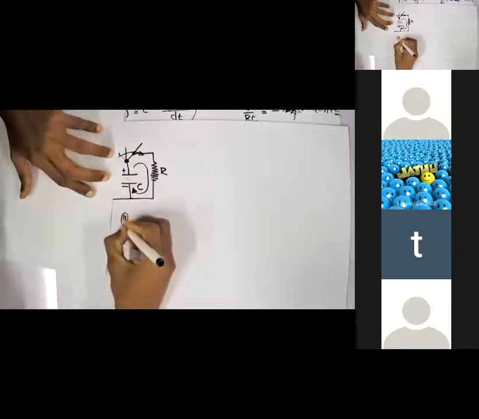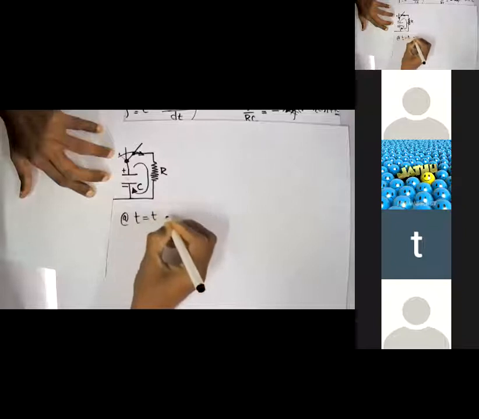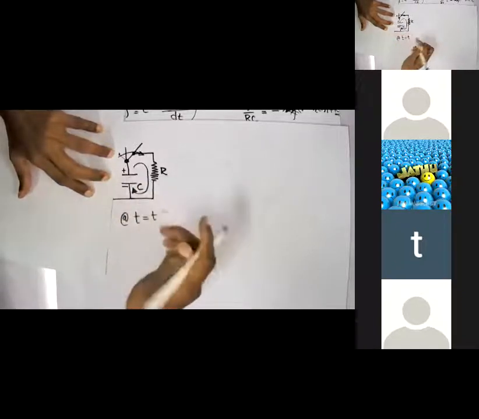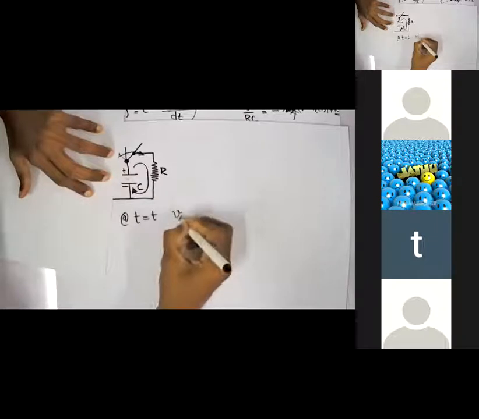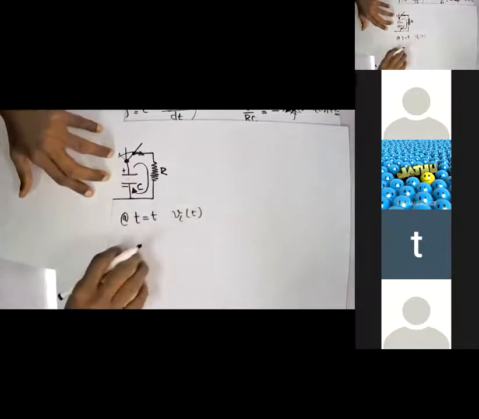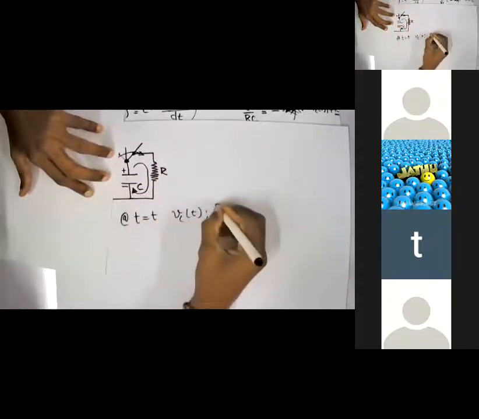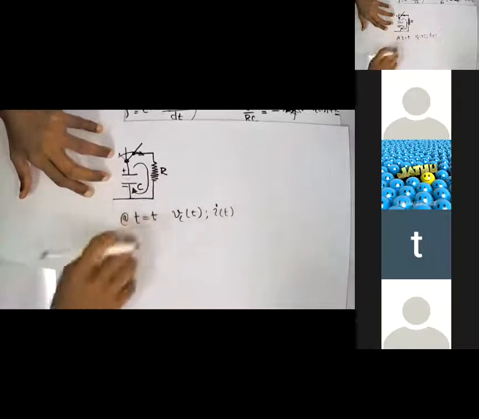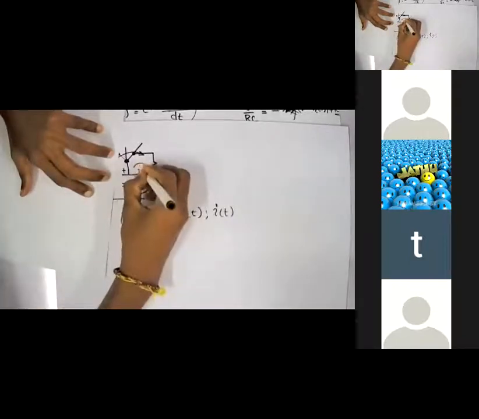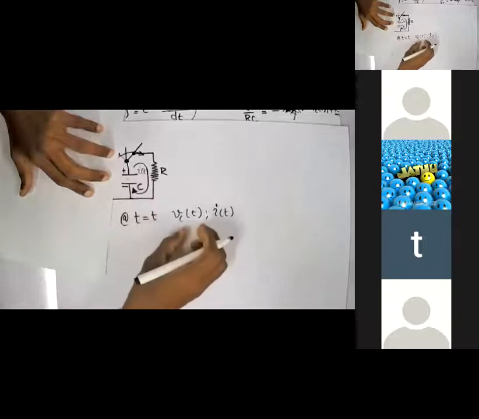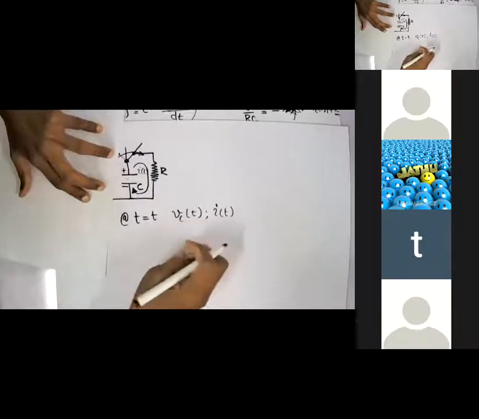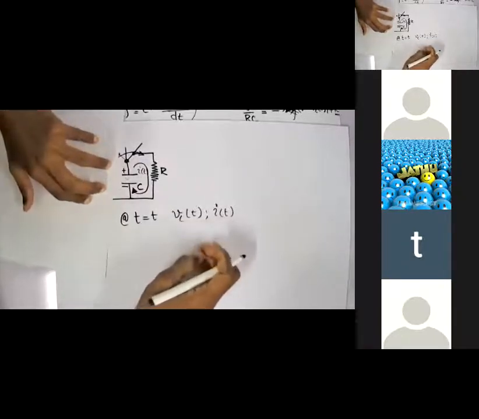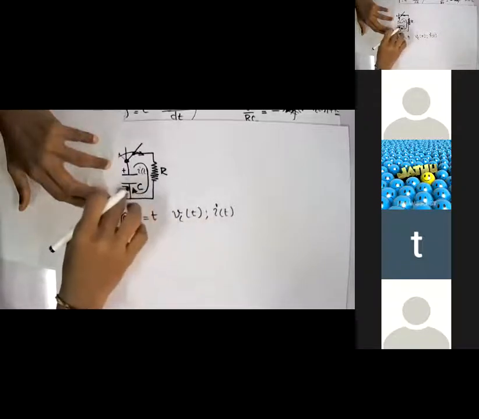At time t, the voltage across the capacitor will be Vc of t, and the current through the circuit will be I of t. The capacitor voltage will be Vc of t, and the current will be I of t. So there are no other voltage sources, only the capacitor.